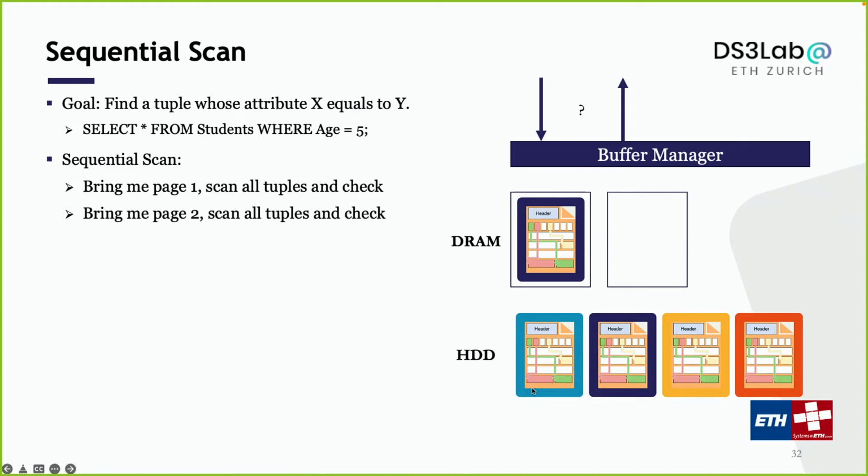Once I finish it, I will tell the buffer manager, okay, now you can unpin the page. I don't need that anymore. Give me the second page. And then I'm going to scan all the tuples and check, give me the third page, and so on and so forth. This is the interaction between the access method and the buffer manager.